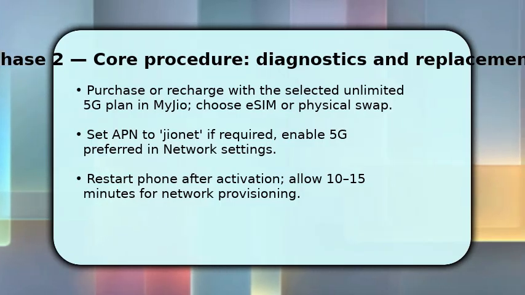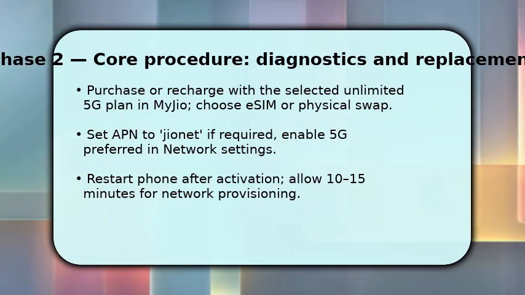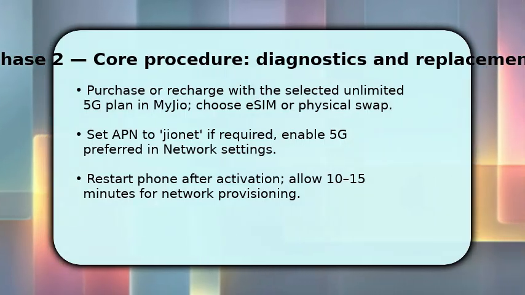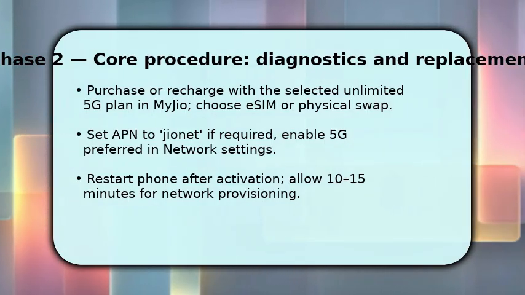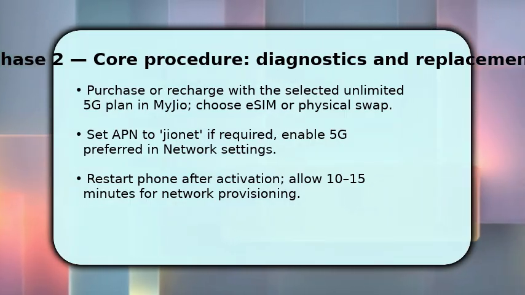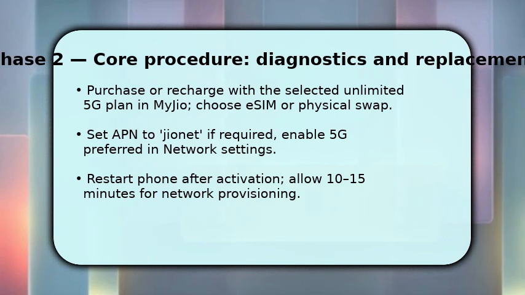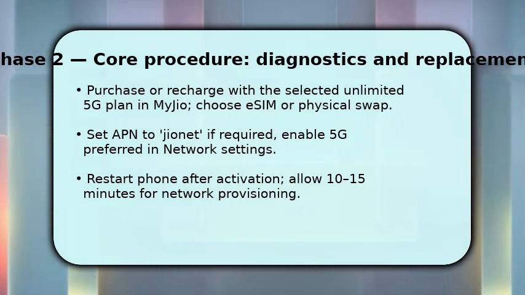Once activated, go to Mobile Network Settings, set network mode to 5G preferred, and ensure the APN reads GeoNet, that routes data correctly. After making these changes, restart the phone. Then wait 10 to 15 minutes. Provisioning can take a short while, and a restart speeds up registration with Jio's 5G Core.